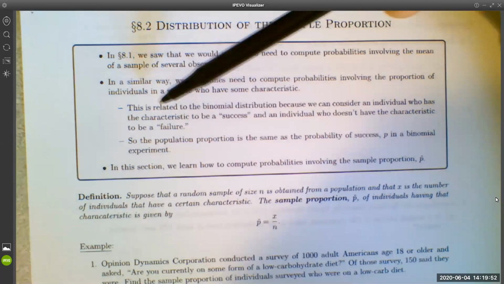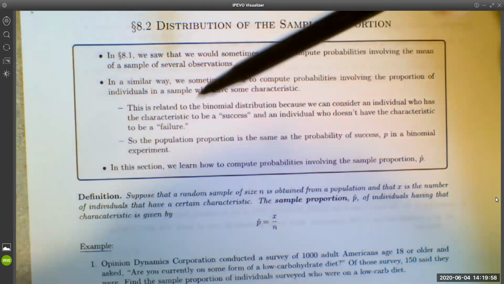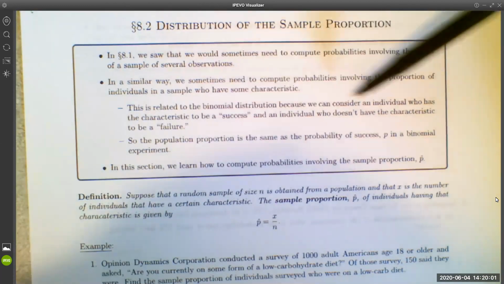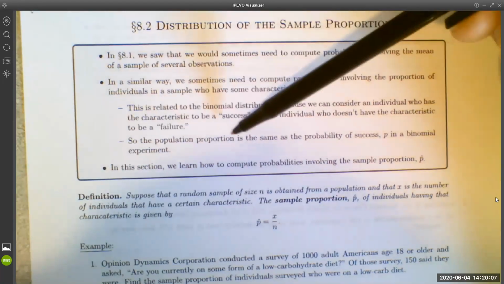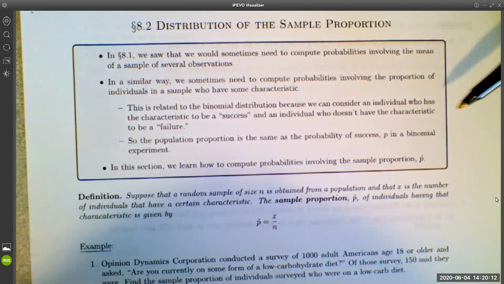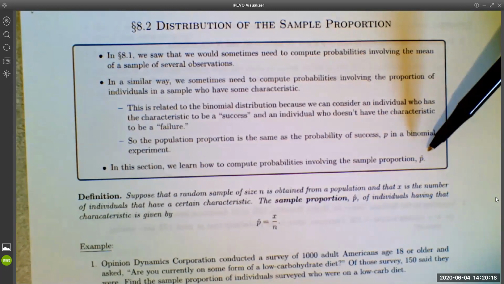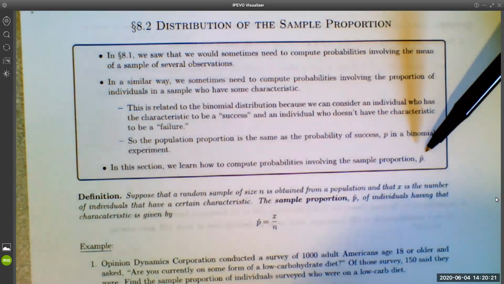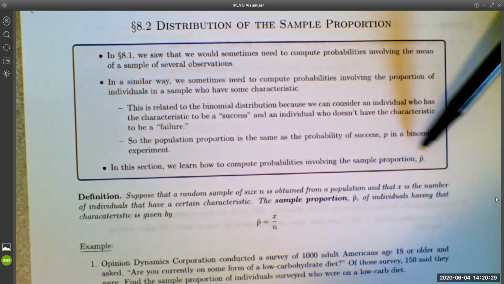Proportions are related to the binomial distribution because we can consider an individual who has the characteristic in question to be a success, and an individual who doesn't have the characteristic in question to be a failure. So the population proportion is the same as the probability of success, p, in a binomial experiment. Meanwhile, the sample proportion, p hat, is the same as the relative frequency with which success occurred. The sample proportion, p hat, is used to estimate the population proportion, p. And in this section, we're going to be computing probabilities involving p hat, okay?